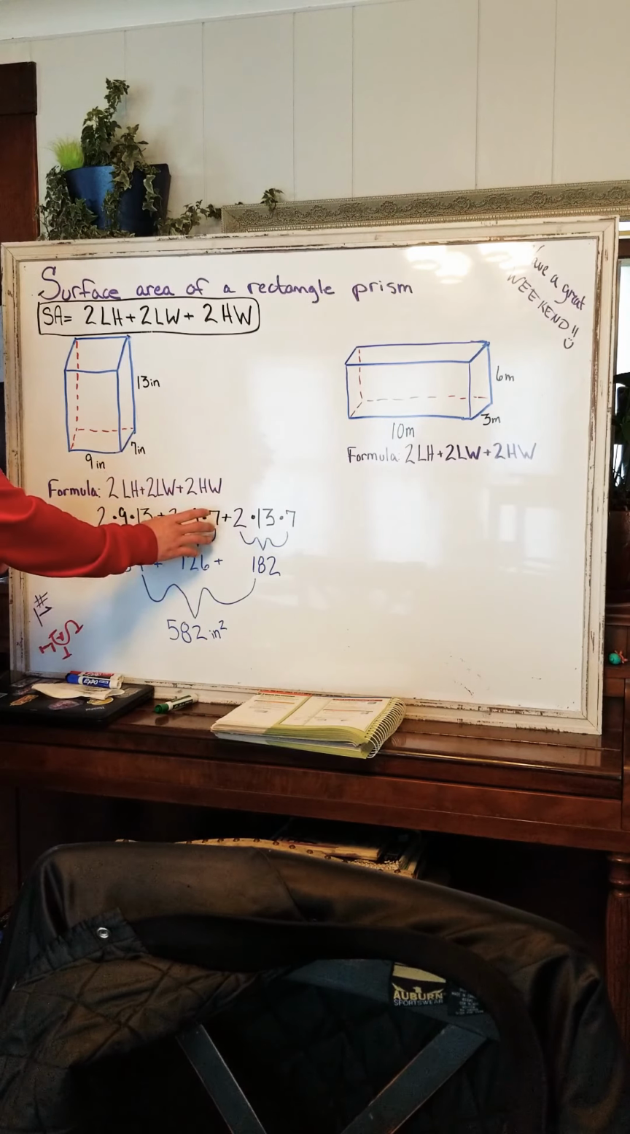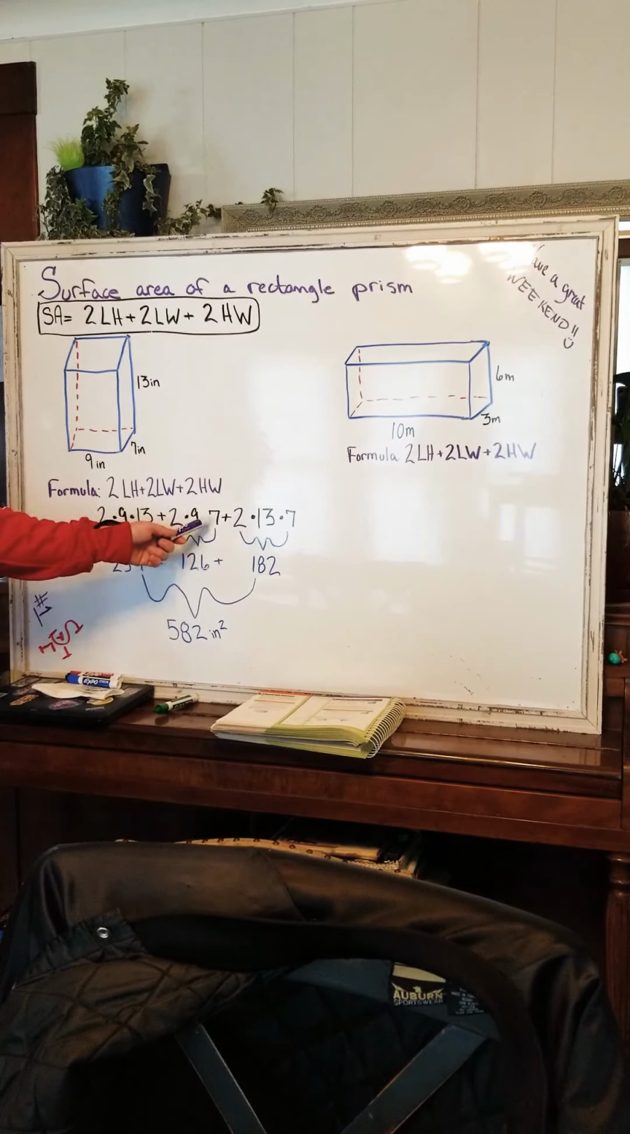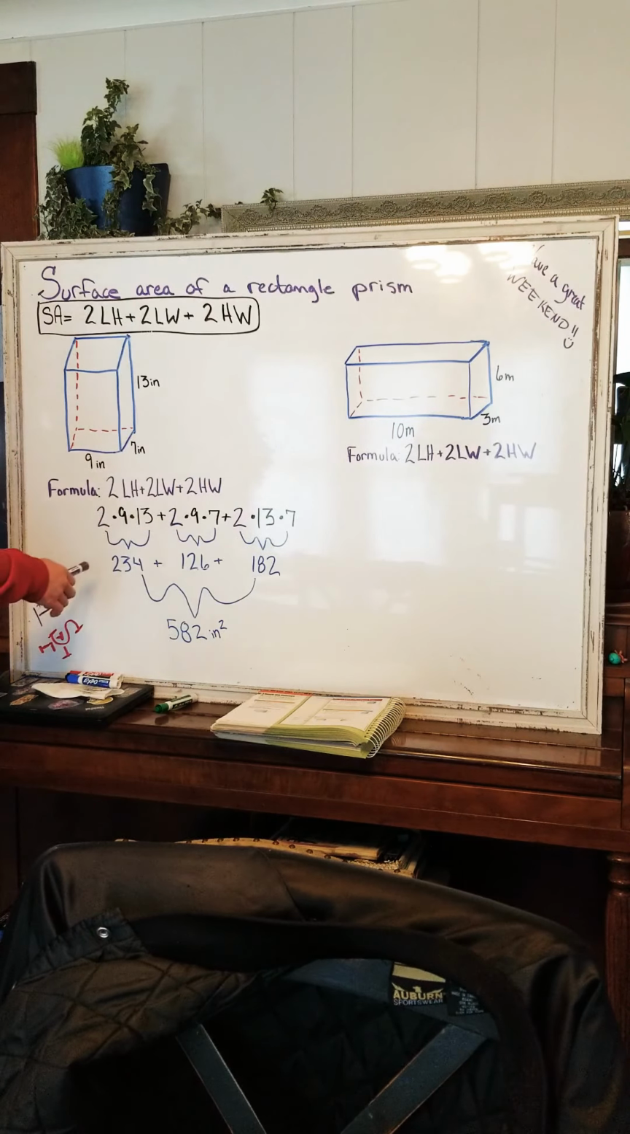You're going to move on to the next step and to the next step, and when you get them all, you add them all together and you'll come up with the answer. So we just replaced all the variables with the numbers. So we have 2 times 9 times 13 plus 2 times 9 times 7 plus 2 times 13 times 7. When you multiply these together, you should come up with 234 plus 126 plus 182. Add those all together and you should come up with 502 inches squared.